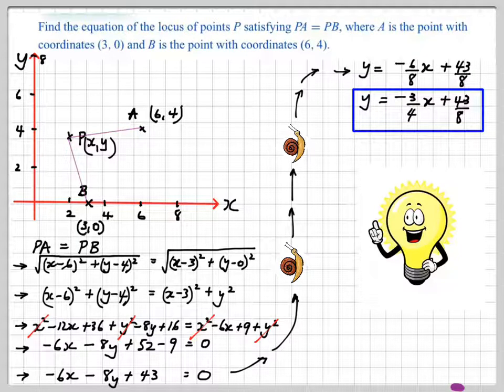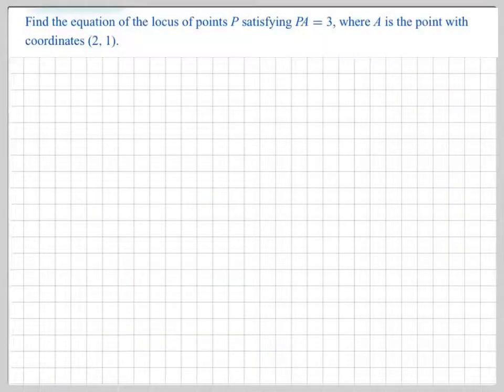And did you see the light? I saw the light, and the light was right. So that's mighty good. Okay. So let's move onward, ever onward, to another one now. Find the equation of the locus of points P, satisfying this time PA equals 3, where A is the point with coordinates 2 and 1.